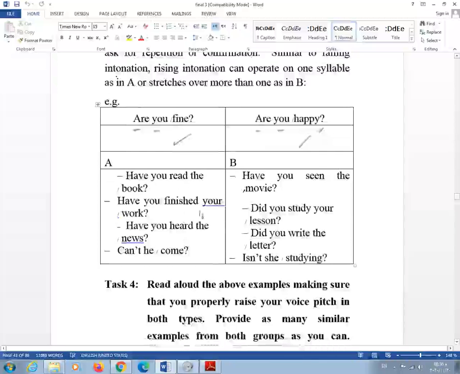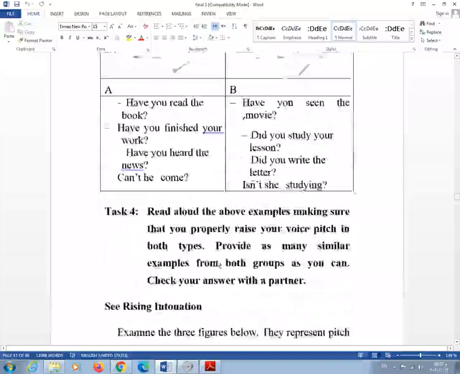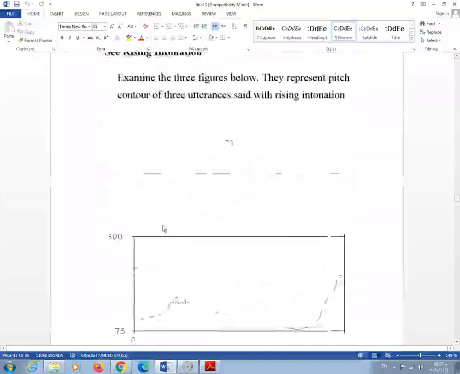Okay, have you read the book? Have you finished your work? Have you heard the news? Can't he come? Have you seen the movie? Did you study your lesson? Did you write the letter? Isn't she studying? You see? And so on. It's not falling. Rising. See the music? And see rising intonation here, as you see.